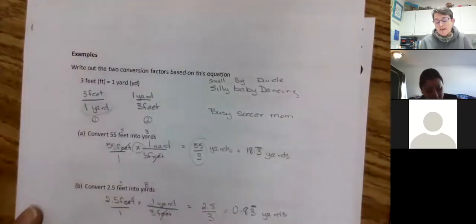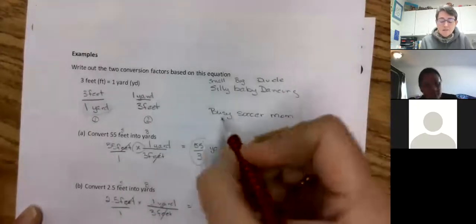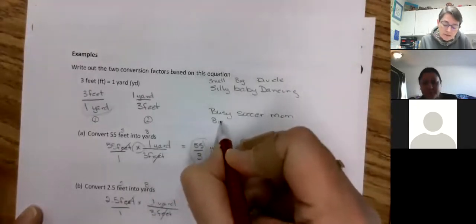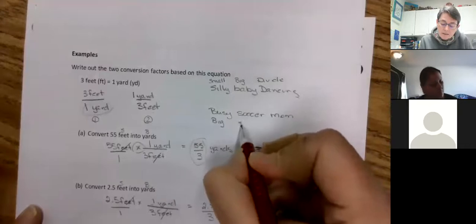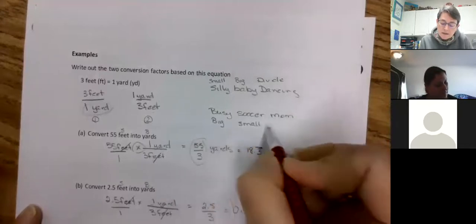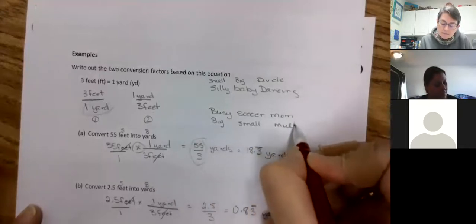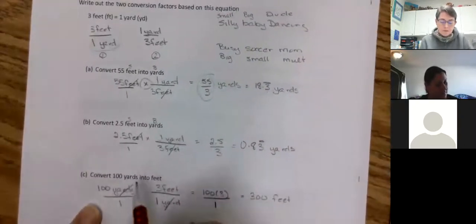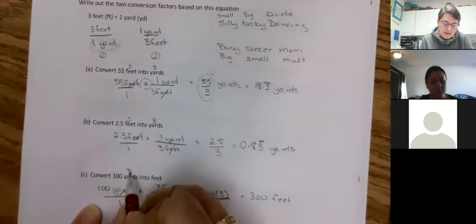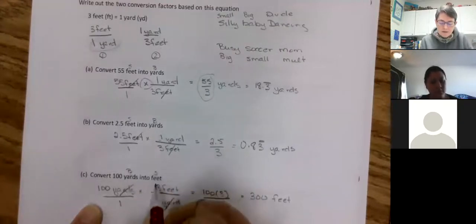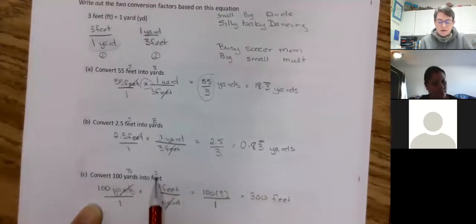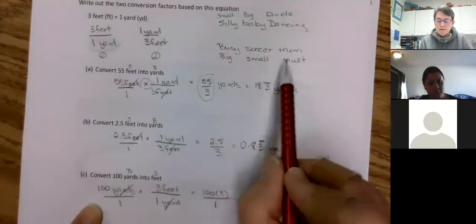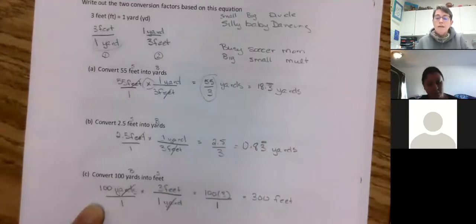On the other hand, if you start with a big unit and you go to a small unit, you're going to multiply. So for example, down here, we started with yards. That's the bigger unit. And we're going to feet, which is smaller. So we're going to multiply. And that's all we did.